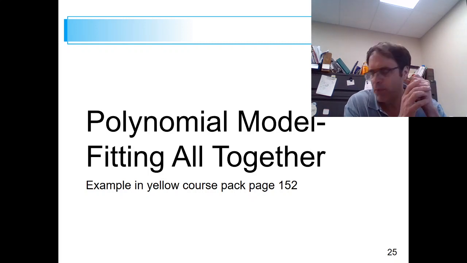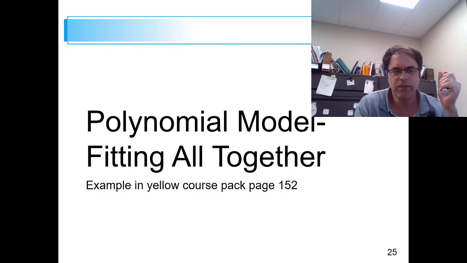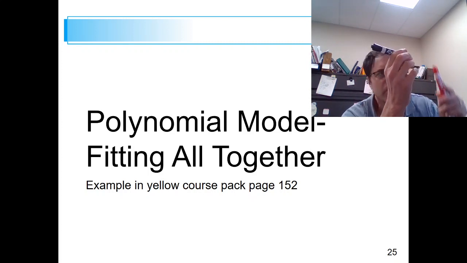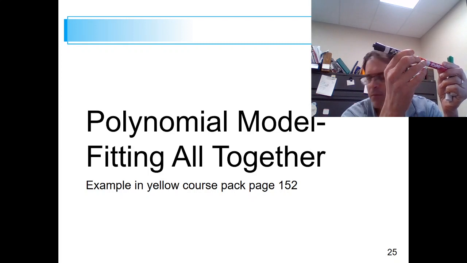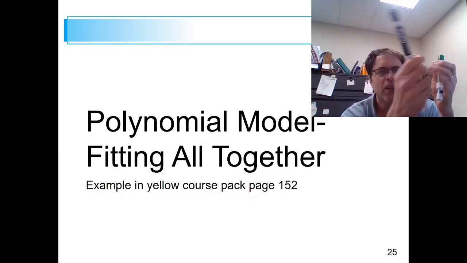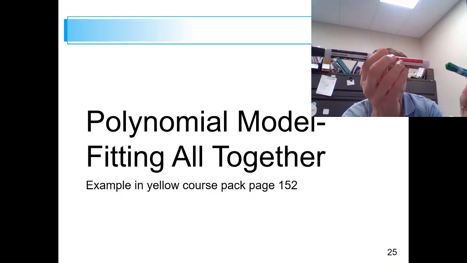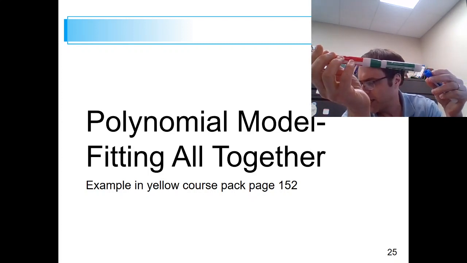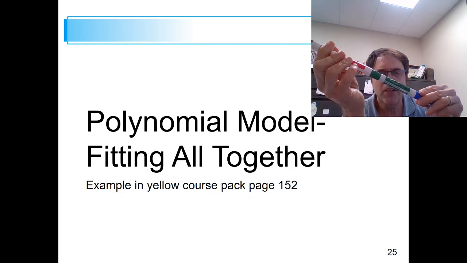Alright, we're going to put everything together on page 152. We're going to start with the backwards method. We're going to do the residual analysis method for the polynomial model. We're then going to do a partial F test and put that together with it. And then finally write out the final model and interpret it.